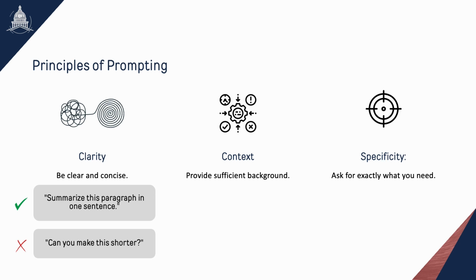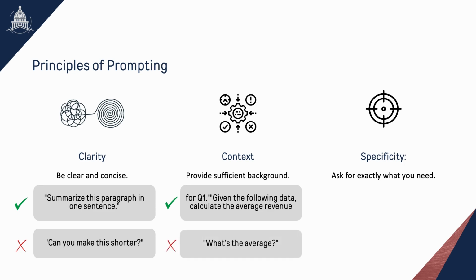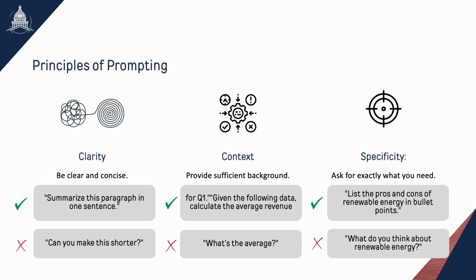Context provides sufficient background. Contextual prompts such as "given the following data, calculate the average revenue for Q1" allow the AI to understand the task fully. A vague request like "what's the average" lacks the necessary background for precise results. In addition, be specific when prompting an AI. Specific prompts like "list the pros and cons of renewable energy in bullet points" focus the AI on producing structured outputs. Broad or open-ended questions such as "what do you think about renewable energy" may lead to irrelevant or overly general responses.